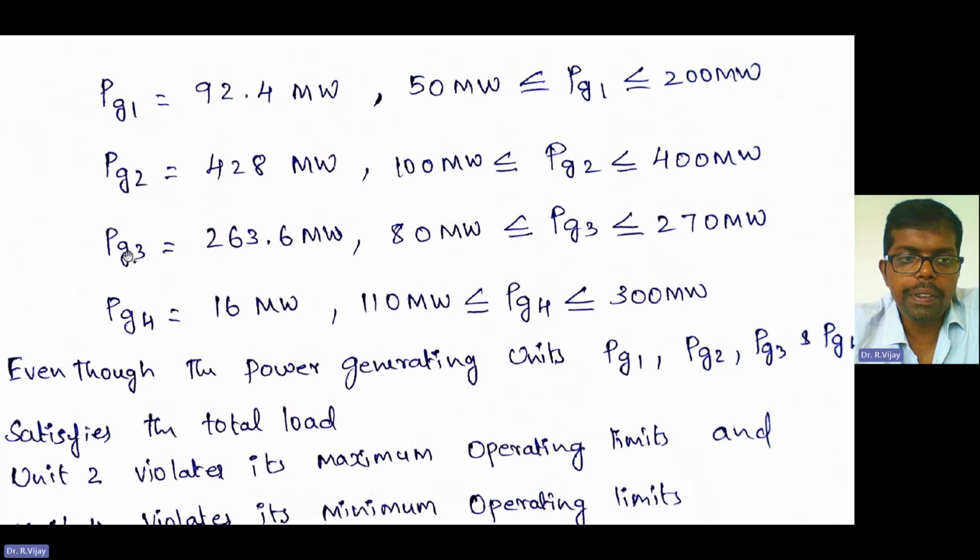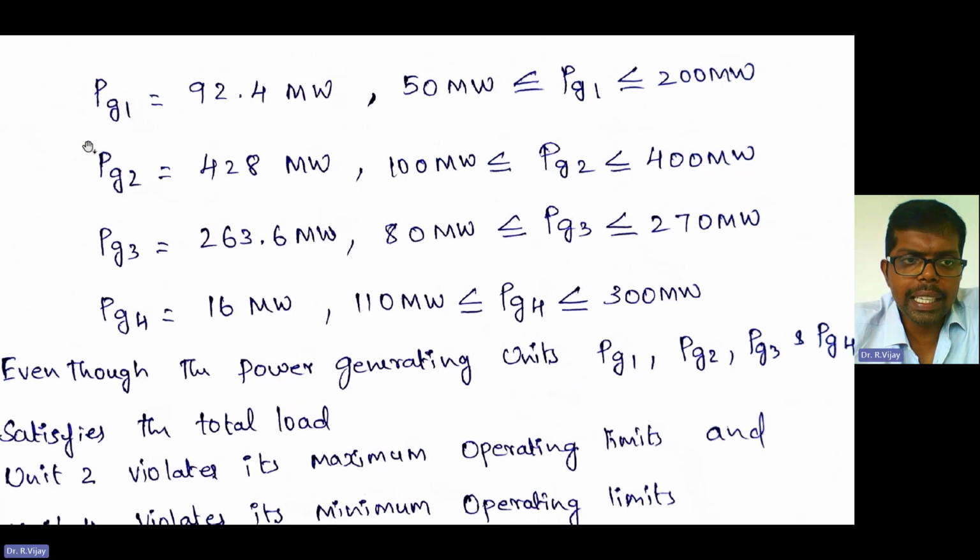Similarly, we calculated PG3 as 263.6 megawatt, with 80 megawatt less than or equal to PG3 less than or equal to 270 megawatt. Similarly, PG4, which we calculated, is 16 megawatt, with 110 megawatt less than or equal to PG4 less than or equal to 300 megawatt. These are the power generating units we calculated, along with the minimum and maximum operating limits from the problem that I have written.